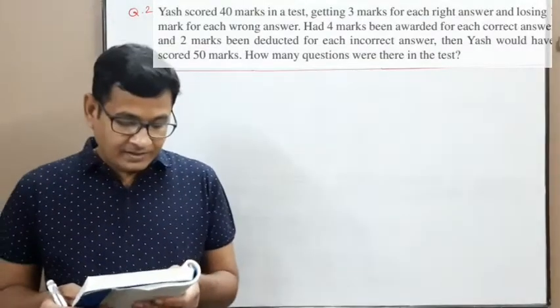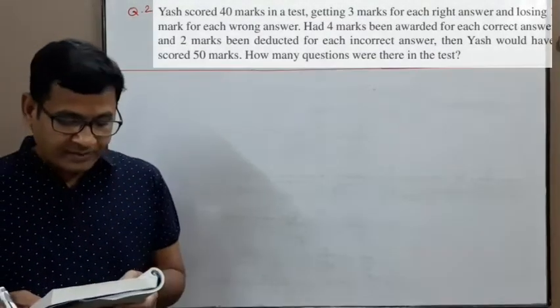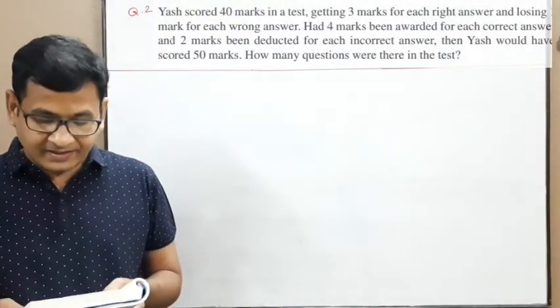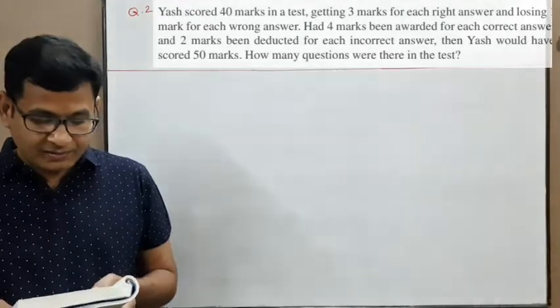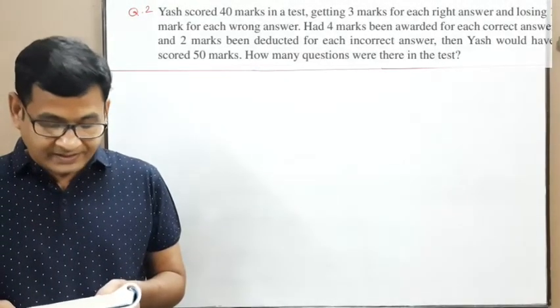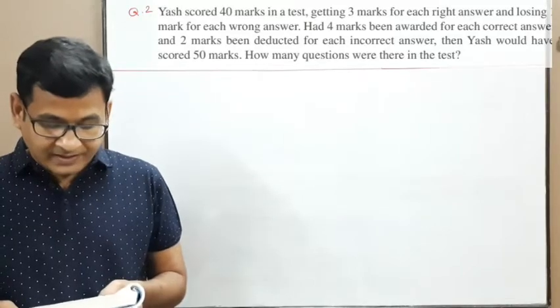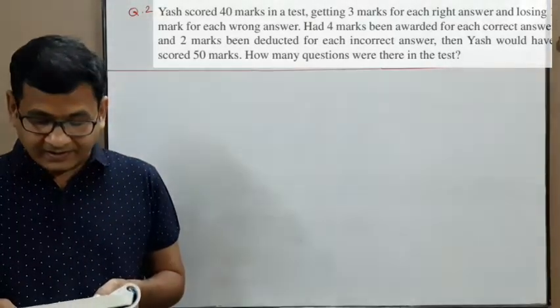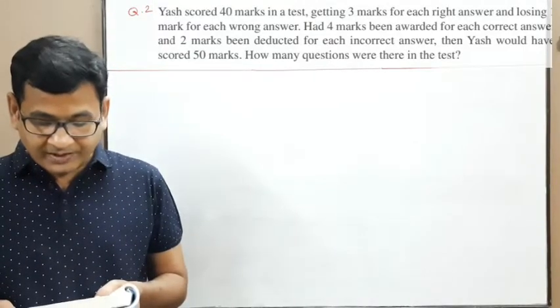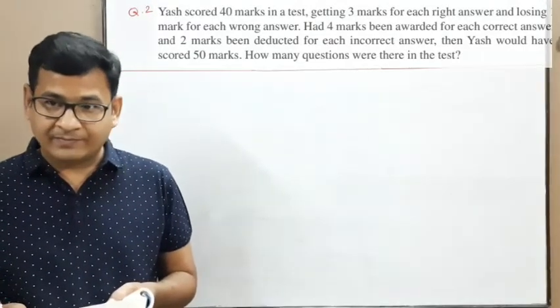Next problem. Yash scored 40 marks in a test, getting 3 marks for each right answer and losing 1 mark for each wrong answer. Had 4 marks been awarded for each correct answer and 2 marks been deducted for each incorrect answer, then Yash would have scored 50 marks. How many questions were there in the test?